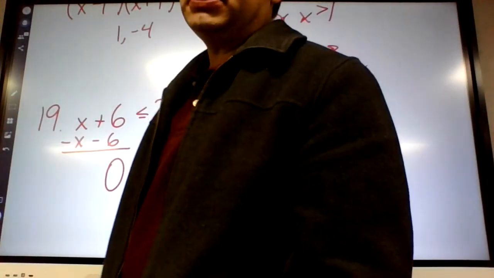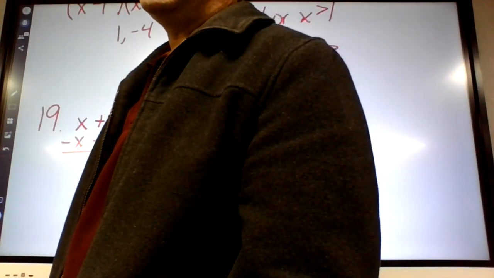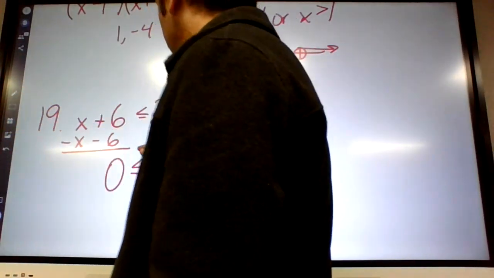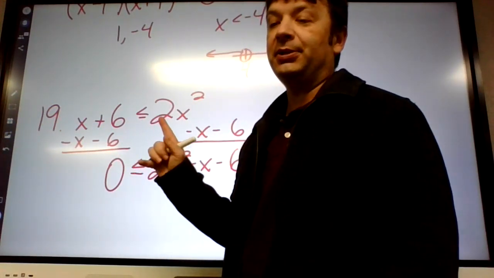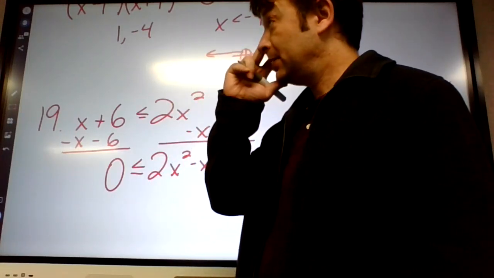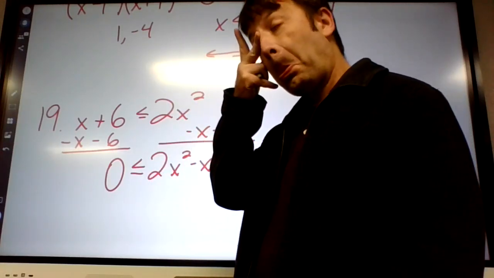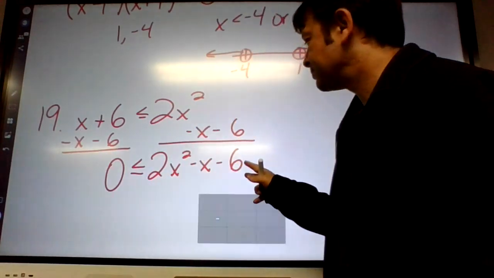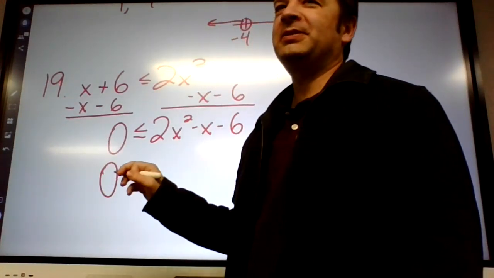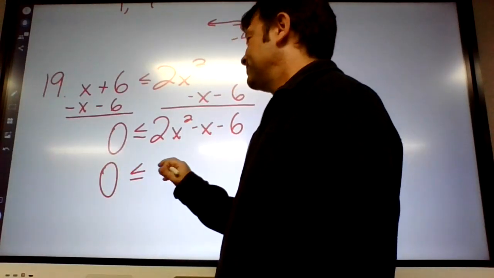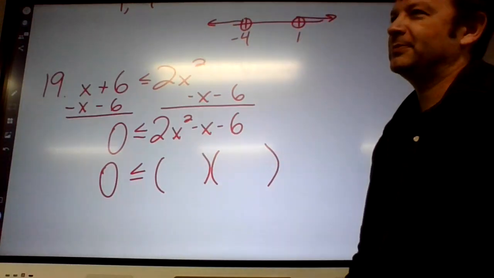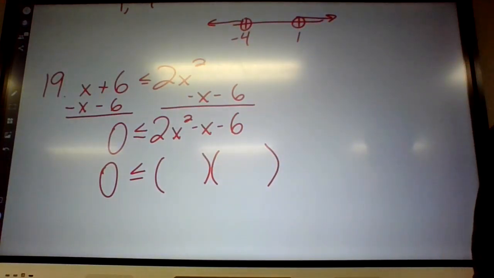On 20, you have to use negative b plus or minus the square root of b squared minus 4ac all over 2. Yeah, guys, on 20, you have to use the quadratic formula. It does not factor. So x is equal to negative b minus or plus the square root of b squared minus 4ac over 2a.